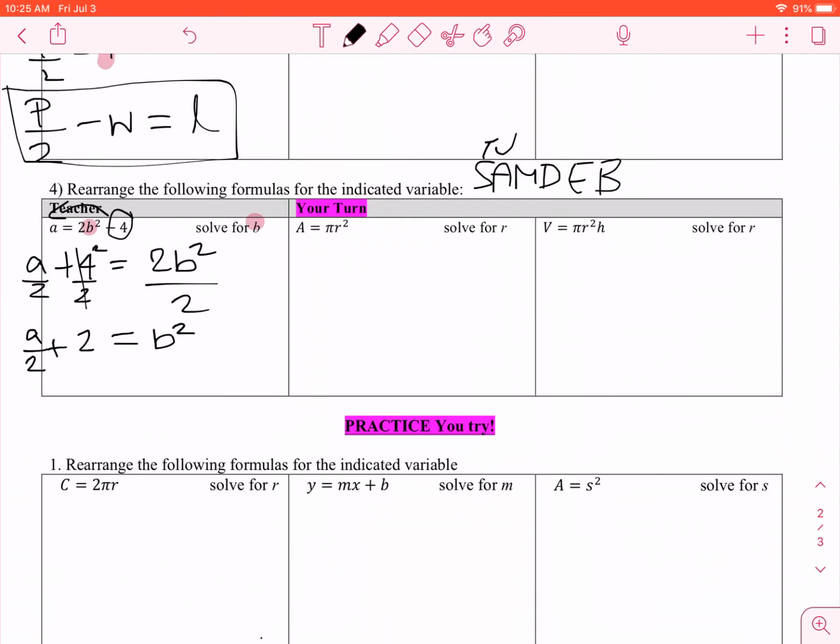So then we need to look at how can we undo the square sign. So I'm actually going to square root both sides. Okay, and I'll be left with then B is equal to A over 2 plus 2. Okay, that was probably the hardest example that we've done today.